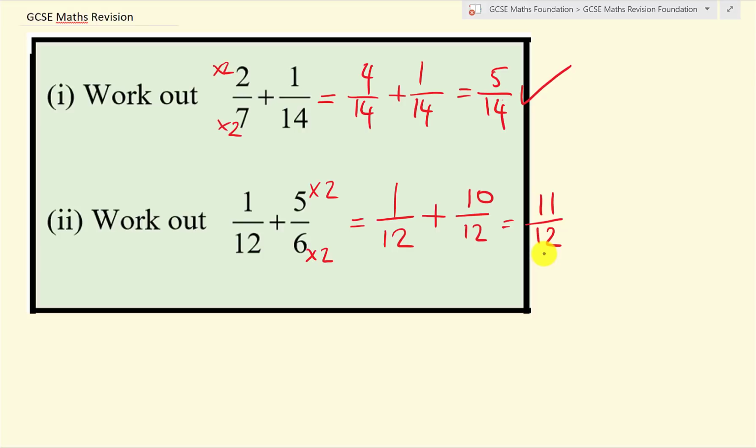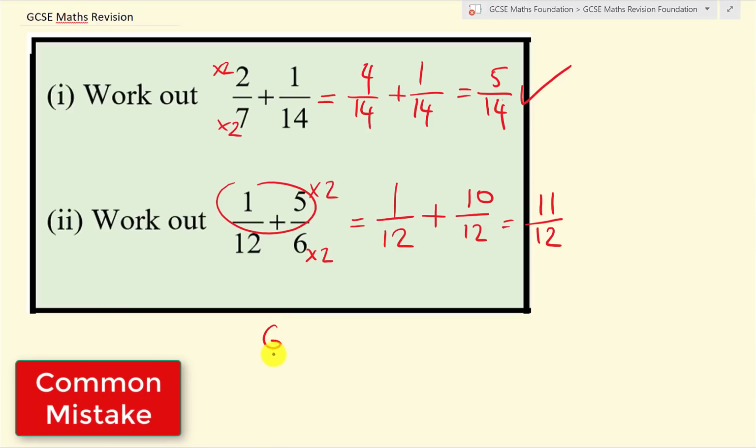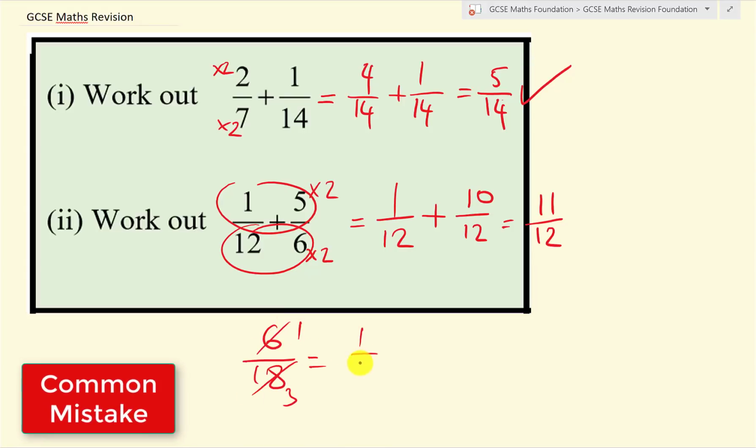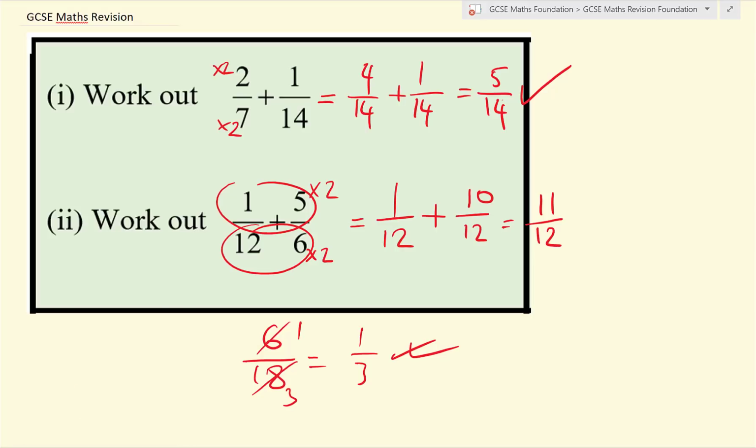Never ever add the denominators. A common mistake that students make is they'll add 5 add 1 is 6, and then 12 add 6 is 18, and then they'll simplify it to 1/3, and they'll think, wow, I found the answer, I even simplified it. No, never ever do that. Always find the common denominator, find the equivalent fraction, and then add the numerators. Never add the denominators. So the answer is 11/12, and we cannot simplify it, so leave it as it is.